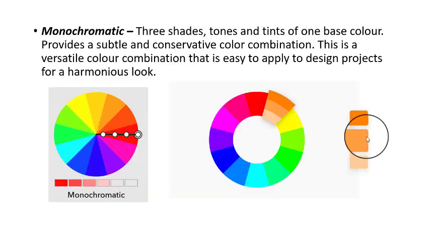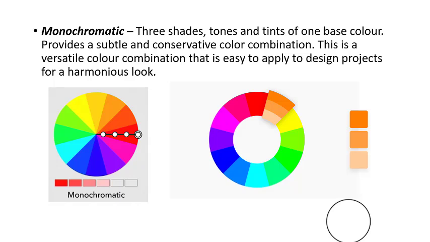Now let's move on to the first of the color harmonies, which is monochromatic. Monochromatic shows the shades, tones, and tints of one base color. It provides a subtle and conservative color combination. This is a versatile color combination that is easy to apply to design projects for a harmonious look. And when you use these colors together, it's going to give you a harmonious result.